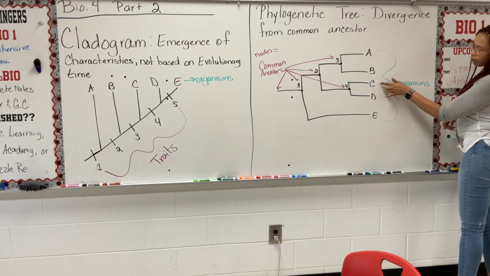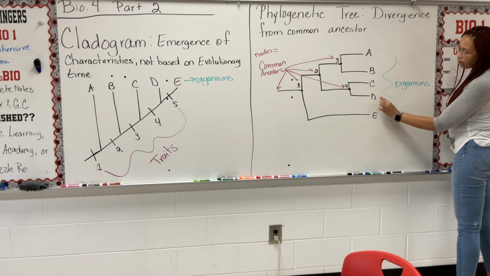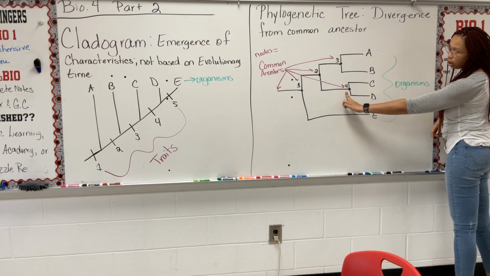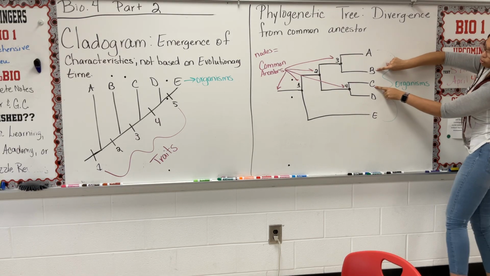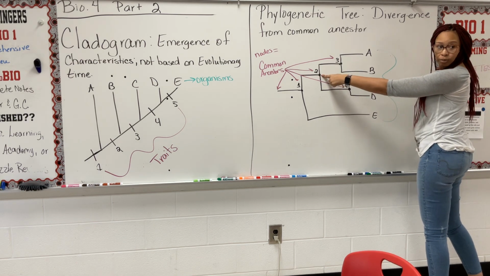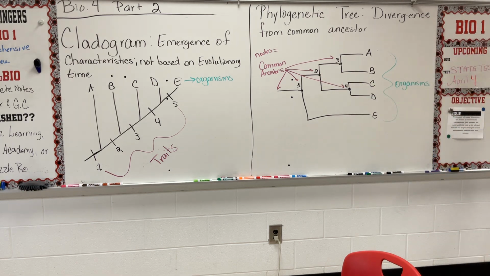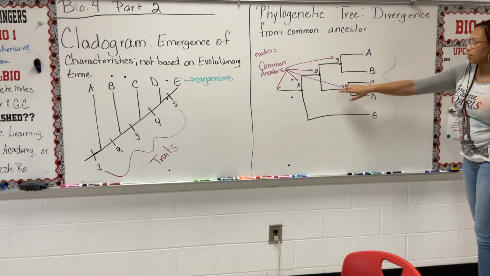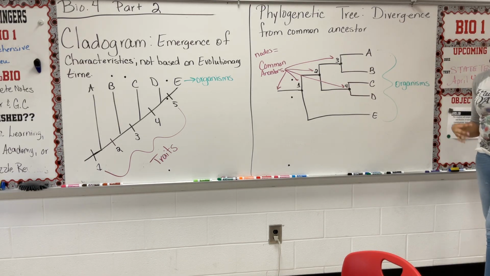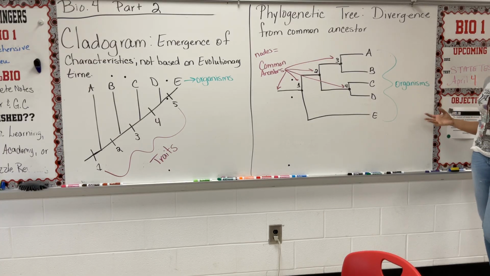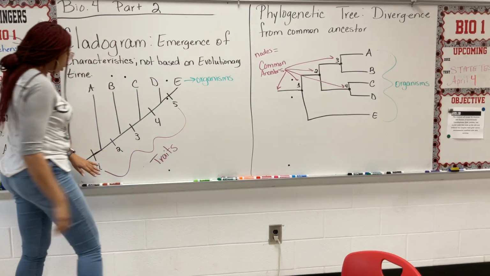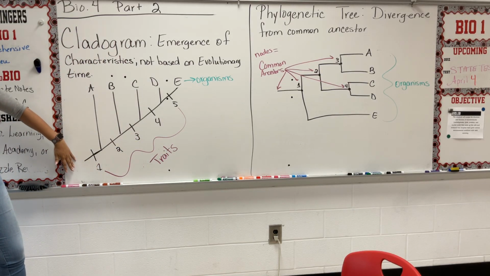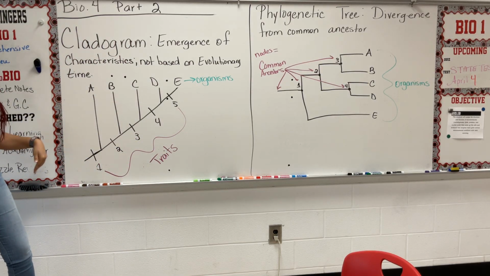So if I'm looking at organisms C and D, the last common ancestor they have in common is here at 4. But if I'm looking at C and B, their last ancestor in common would be back here at 2. So this is how a phylogenetic tree works. Phylogenetic trees actually show common ancestors. The length of the line represents time, so it's showing the time of divergence from that common ancestor, whereas cladograms are only showing the emergence of different characters or traits, and which organisms actually have those traits.